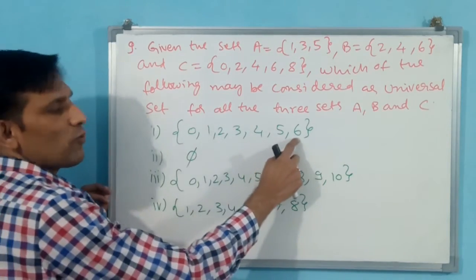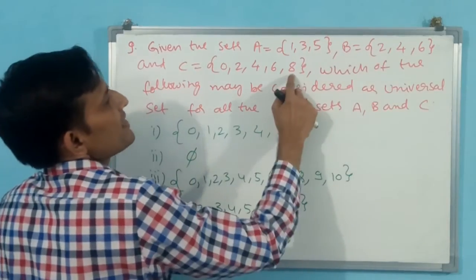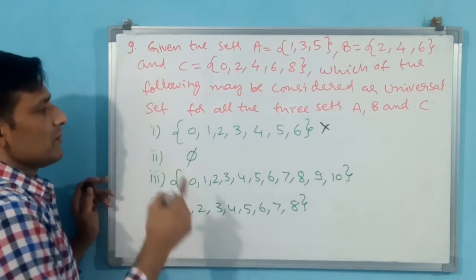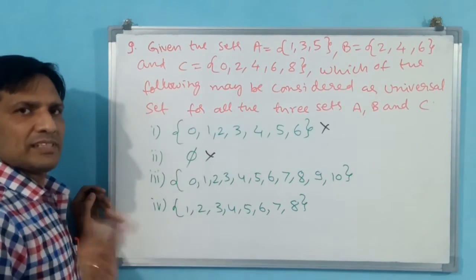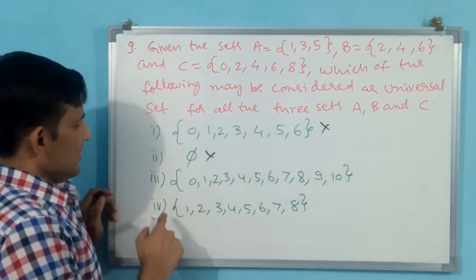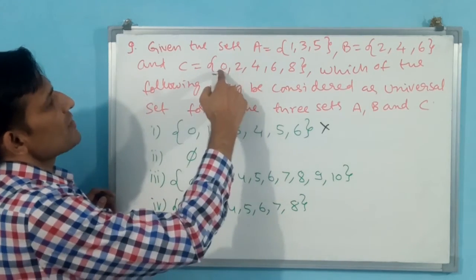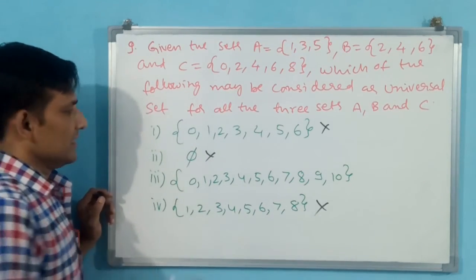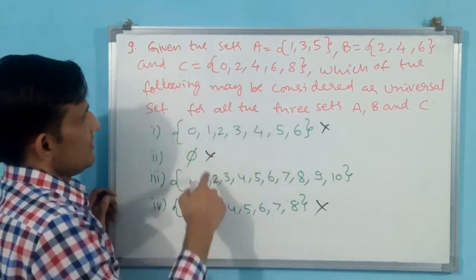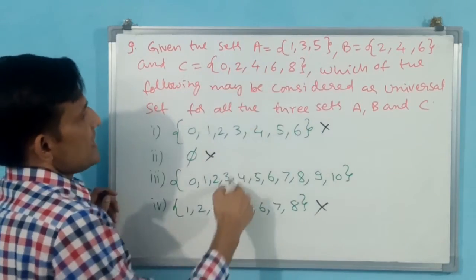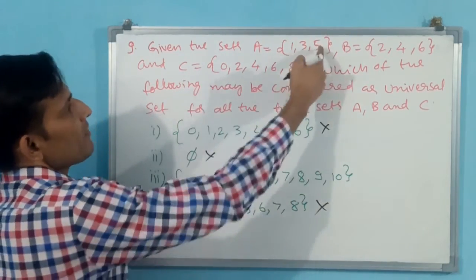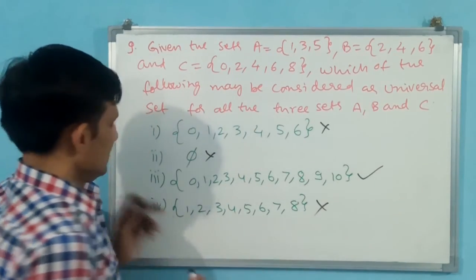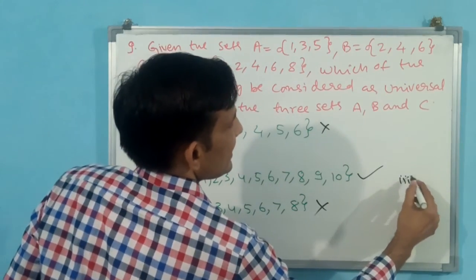See here, 0, 1, 2, 3, 4, 5, 6 is there. But 8 is not there. That is why this is not the universal set. Okay, now the option with 5 is anyway not the universal set, it is an empty set. Now the fourth, see, 0 is not there. Even though 8 is there, 0 is not there. Then close the matter. Now you see there, 0 is there, 1 is there, 2 is there, 3 is there, 4 is there, 5 is there, 6 is there, 8 is there. The answer you have to write is 3.